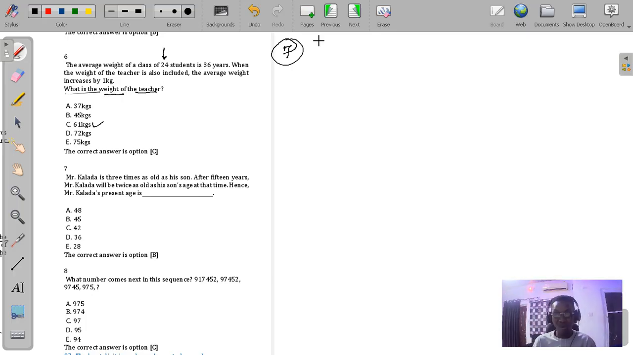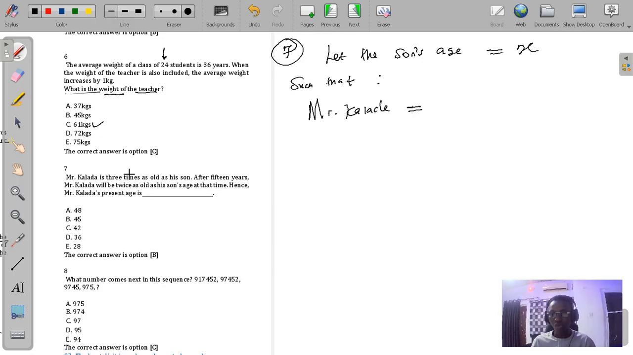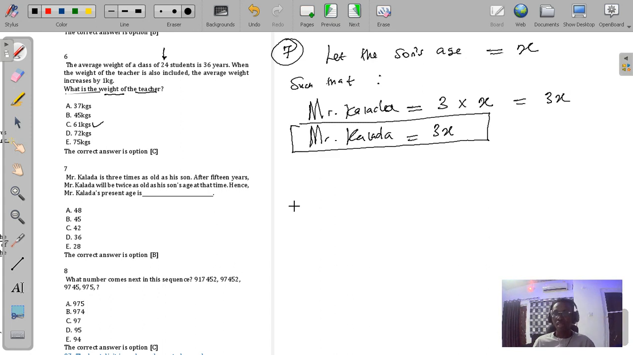Now that we don't know the age of that son, we are going to use that same concept by saying, let the son's age represent X, such that Mr. Kalada's age will be equivalent to what? 3 times as old as his son. That's 3 times the son's age, which is X, that is 3X. So, guys, the age of Mr. Kalada now is 3X. Now, take note of this. So that means we have been able to interpret the first statement, or the first sentence.